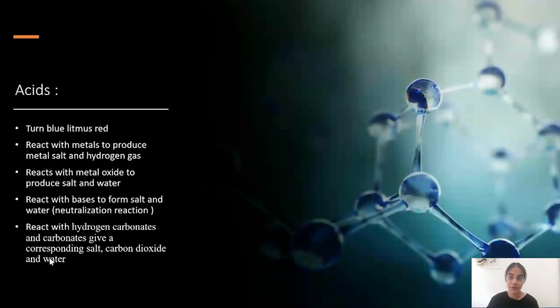Now, whatever we studied, mostly we were able to derive chemical properties regarding acids. We know that acids turn blue litmus red. They react with metals to produce metal salt and hydrogen gas. They react with metal oxide to produce salt and water. So metal oxides and metal hydrides react in the same way as bases do, so they are basic in nature. Acids react with bases to form salt and water. This reaction is termed a neutralization reaction. Acids react with hydrogen carbonates and metal carbonates to give you a corresponding salt, carbon dioxide and water. This carbon dioxide, when passed through lime water, forms a white precipitate, which is calcium carbonate. This helps you identify that carbon dioxide was the gas released from this reaction of acid with a metal carbonate or a metal hydrogen carbonate.